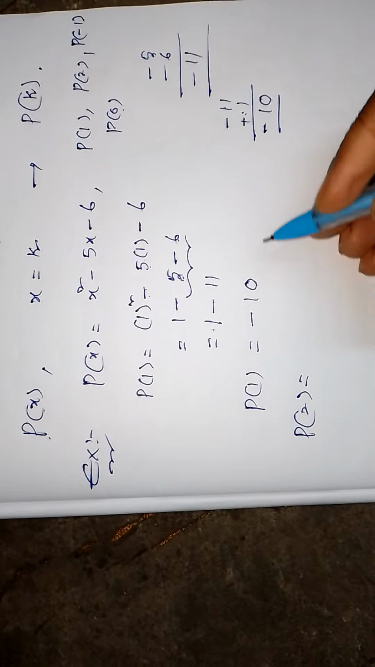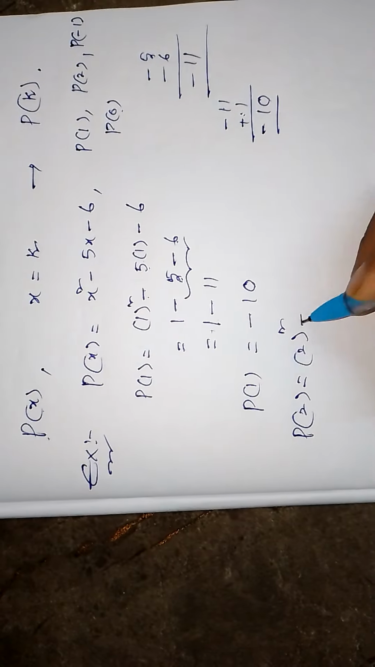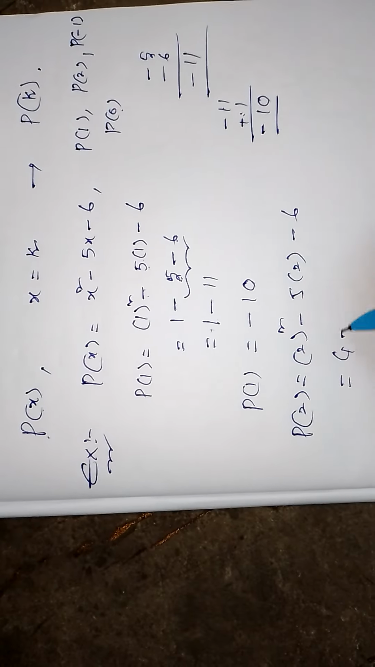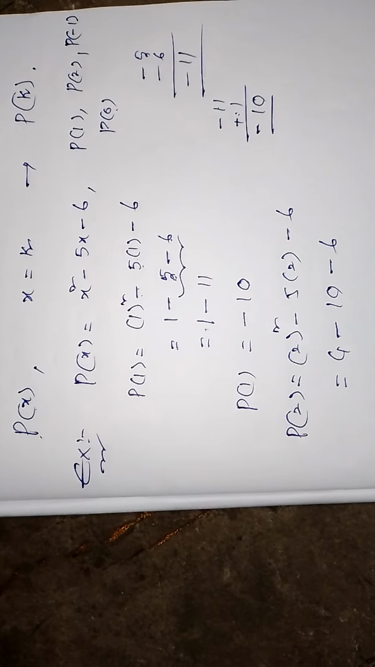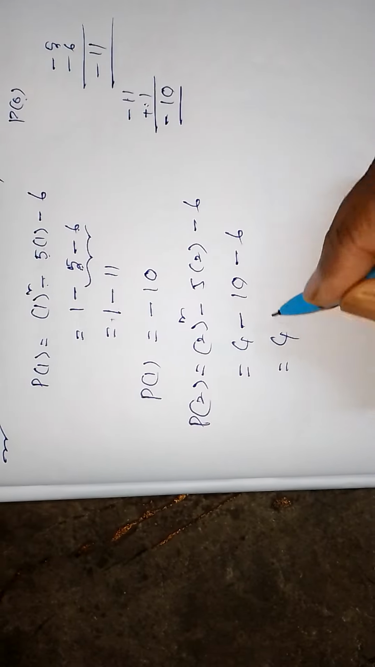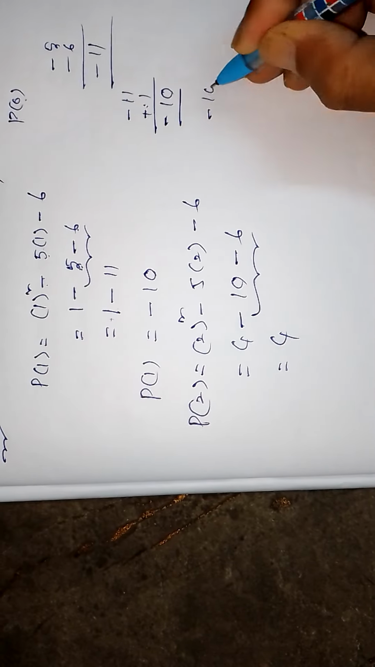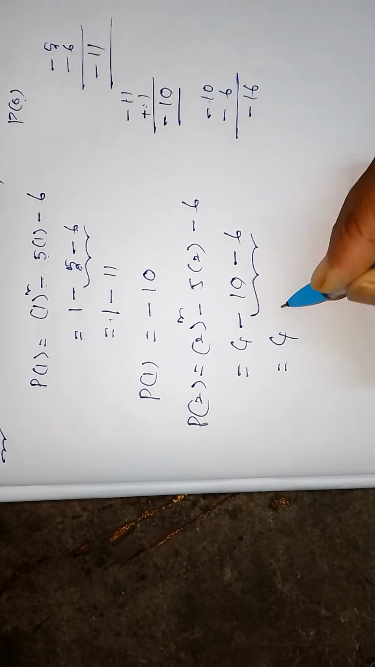What is meant by the value? I have to replace x by 2. 2 square minus 5 into 2 minus 6. 2 square means 4, minus 10, since 5 twos are 10, minus 6. Now in this expression, 4 stays as it is. These two numbers have the same sign, so add them first. Minus 10 minus 6 is minus 16.